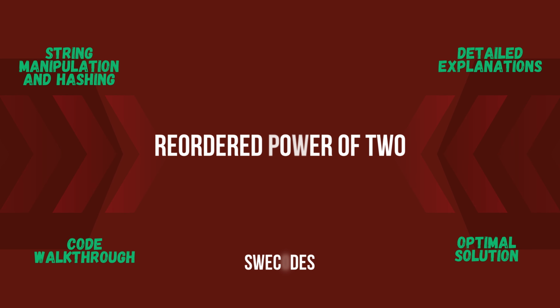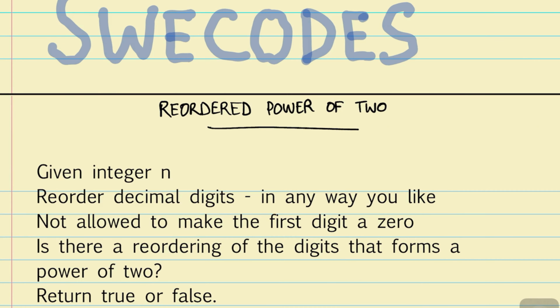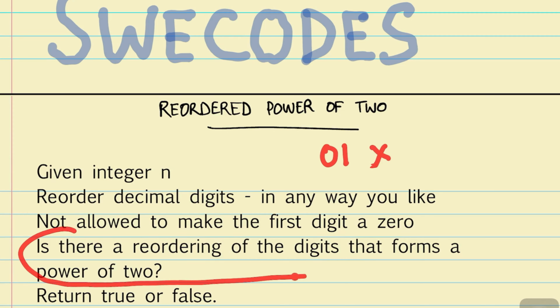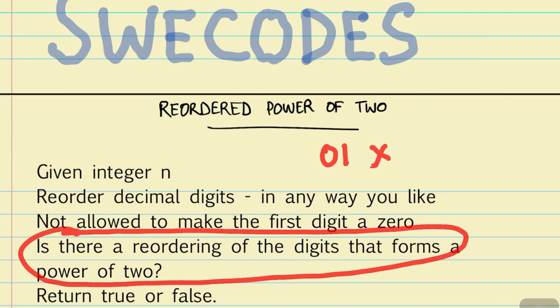Today we are going to see the LeetCode problem, Reordered Power of 2. Let's dive in. We're given a number n, and we're allowed to reorder its digits any way we like, but we cannot have a leading 0. The question is, can we reorder the digits so that the result is a power of 2? If yes, return true, otherwise return false.